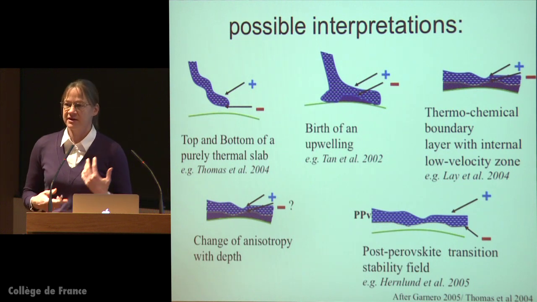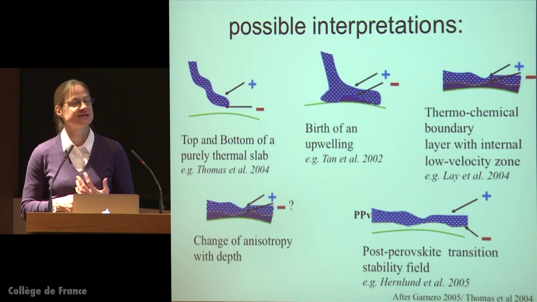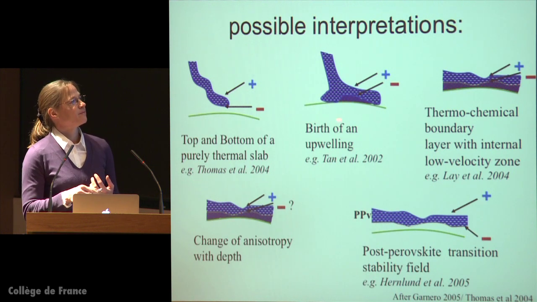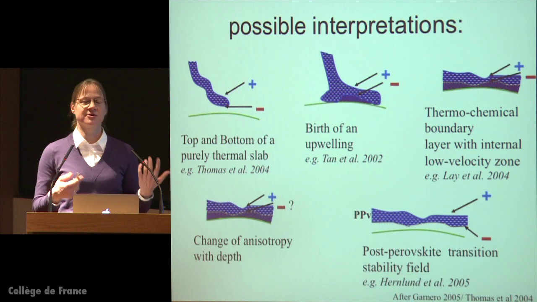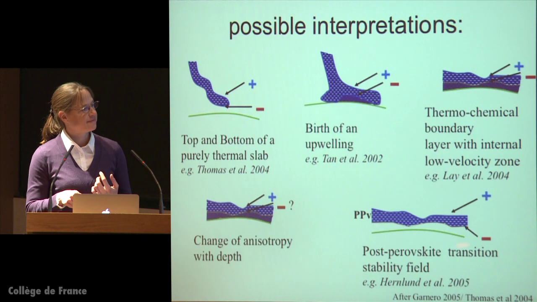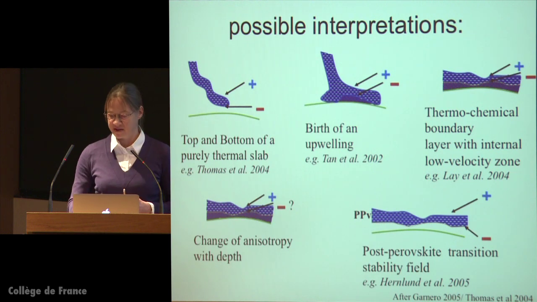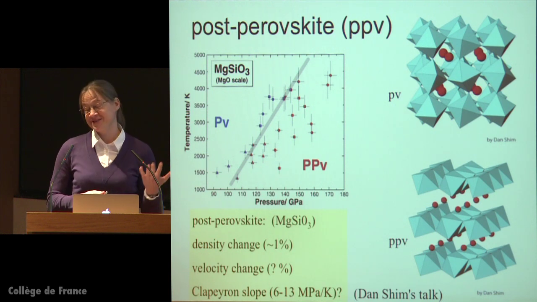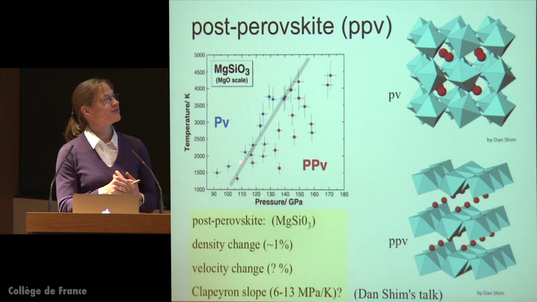So there are lots of explanations for this D double prime discontinuity that have been presented in the literature recently. One of them is the top and the bottom of a purely thermal slab, but also there's this birth of an upwelling. There's thermochemical boundary layer with internal low velocity zones or other things. There could have been a change of anisotropy with depth, but also the post-perovskite transition that Dan just spoke about. So I'm looking at post-perovskite by the magnesium silicates, so I'm sorry I'm not using pyrolite, but this is for us at the moment a bit easier.